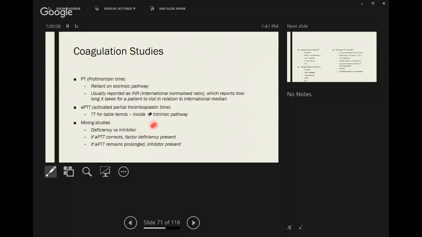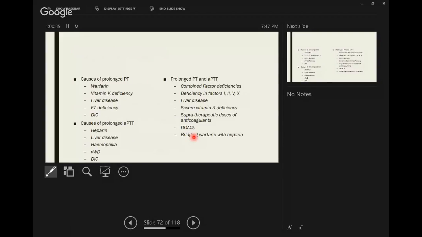These are all the things that I got taught, and most of them I still remember, so they work. And then you can use mixing studies. If you've got an increased PT or APTT, you replace some factors, and if those factors are replaced and you still have a prolonged clotting time, it means it's not due to a deficiency of those factors, it's due to an inhibition of the whole system. Whereas if you replace the factors and it corrects, it means that the initial prolonged APTT was due to those factors being low. So your prolonged PT is warfarin, vitamin K deficiency, liver disease, factor 7 deficiency, and DIC.